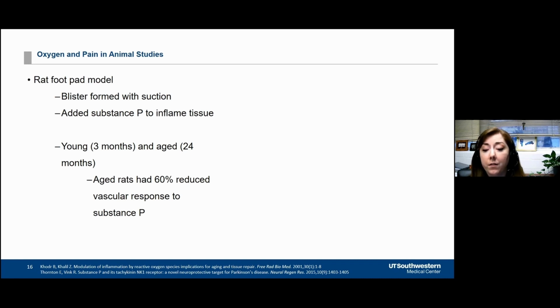Now, if you have ever eaten hot peppers, if you have ever scraped seeds off of a pepper with your thumbnail and had burning skin for 24 hours or something as specific as that, like I have, you've experienced substance P. Substance P is usually a pain modulator, but I'm going to point out that it does make a difference in wounds. Here, what they did was again use a young versus an aged model. These are with rats. So the aged rats had 60% reduced vascular response to their substance P.